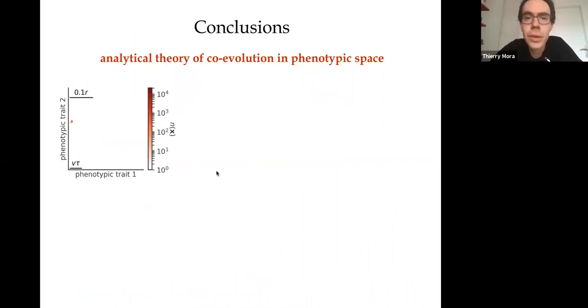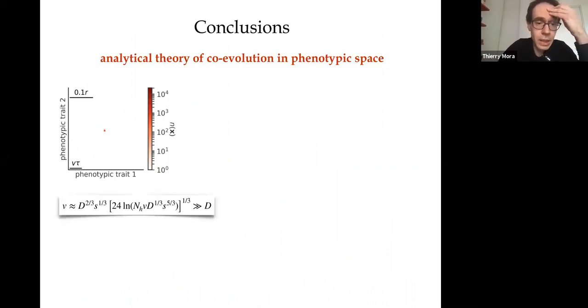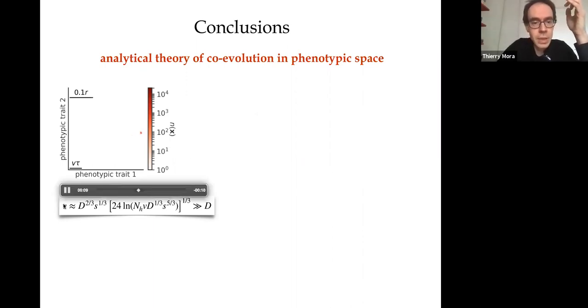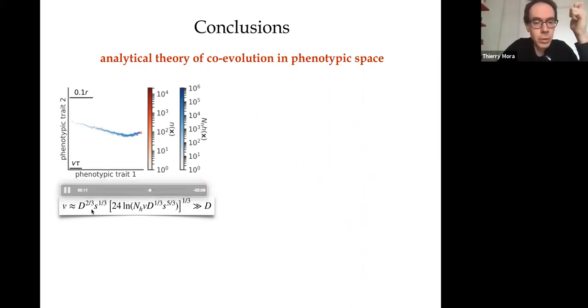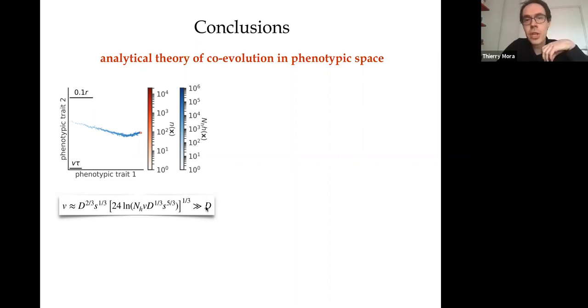I'm going to wrap up. I think I'm quite on time. So we've proposed an analytical theory of coevolution in phenotypic space. We have analytical predictions for the speed and other parameters of the wave. And we show that the speed, maybe not surprisingly, but with an explicit scaling, is much faster than it would take the virus to escape just by itself. So we get a collective population effect here, right? The fact that you have a large population allows you to escape immunity faster.